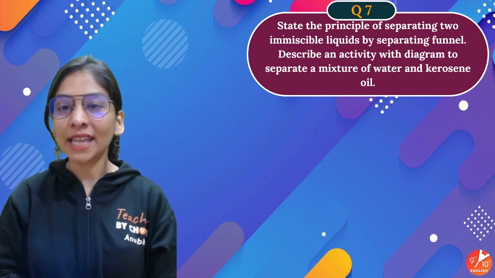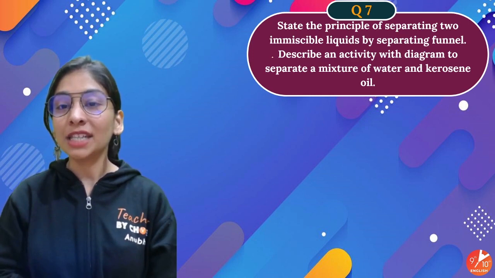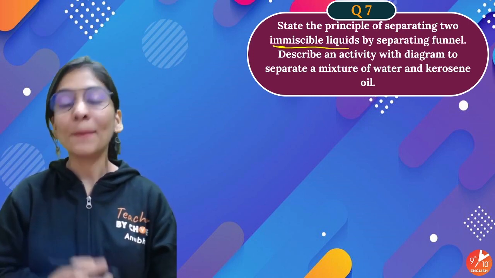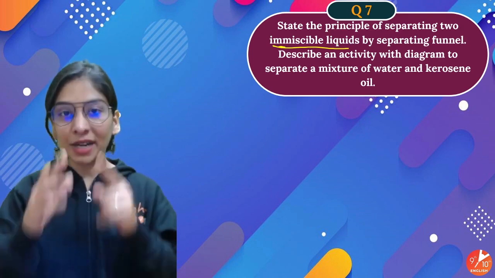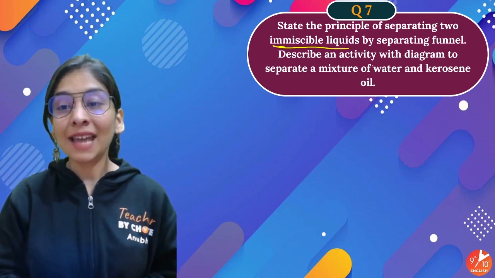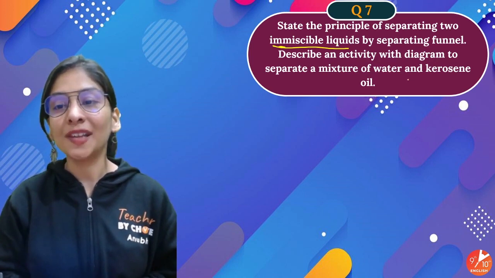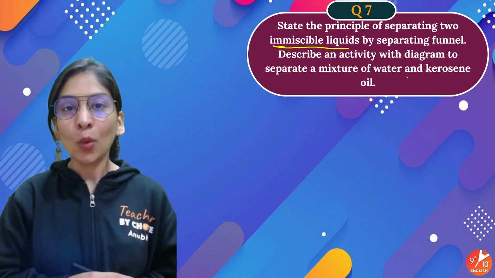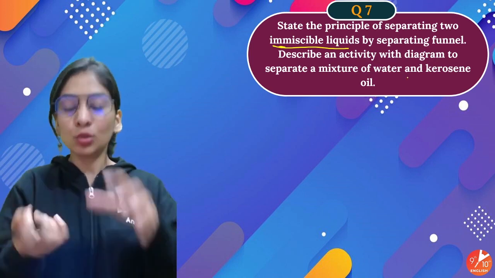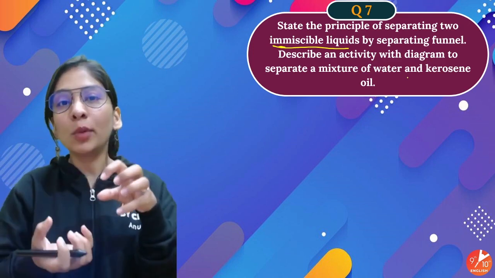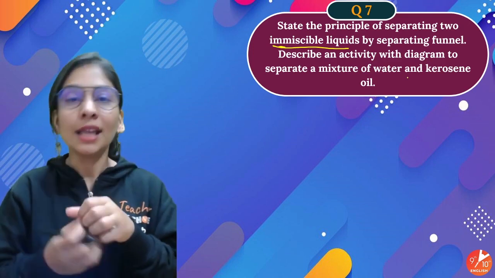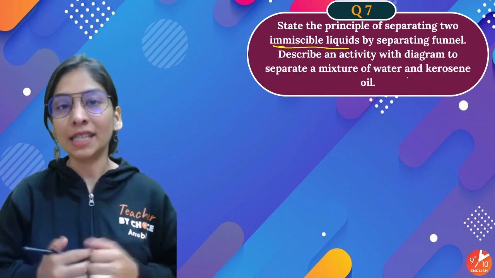Question number 7 says, state the principle of separating two immiscible liquids that are not able to mix with each other by separating funnel. We use a separating funnel. I'll show you the diagram. Describe an activity with diagram to separate a mixture of water and kerosene oil. What exactly is the technique that helps to separate two immiscible liquids which are not able to mix with each other? That's nothing but their difference in the density.